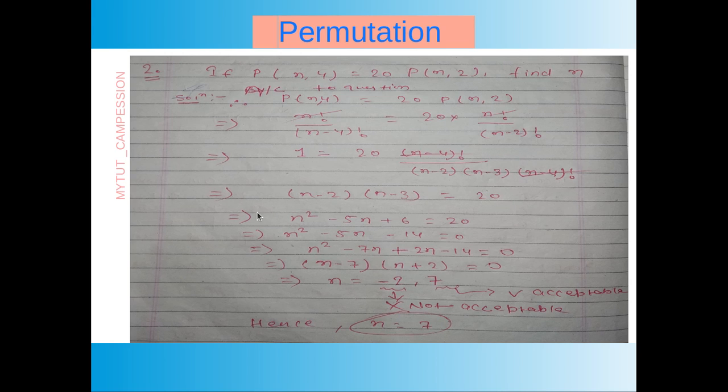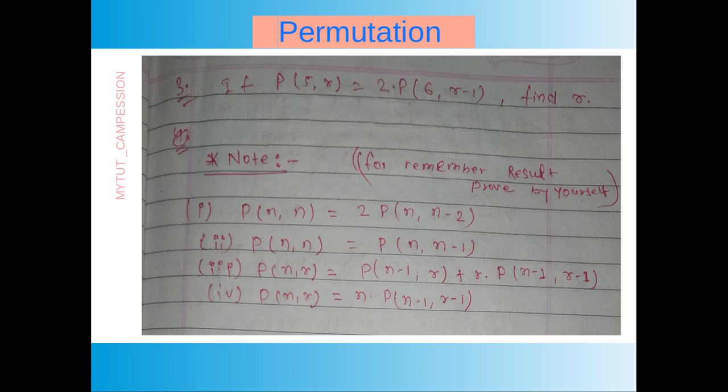Now expand this term. n square minus 5n plus 6 equal to 20. Now after solving we get (n minus 7) into (n plus 2). We get n square minus 7n plus 2n minus 14 equal to (n minus 7) into (n plus 2) equal to 0. Now n equal to minus 2 and n equal to 7. n equal to 7 is acceptable, minus 2 is not acceptable. Why? Because we know that n is an integer, always a positive whole number. This is possible only for a whole number, not for a negative integer. Hence n equal to 7.